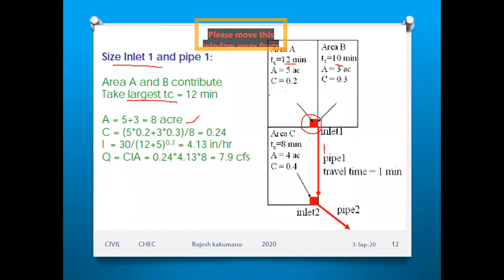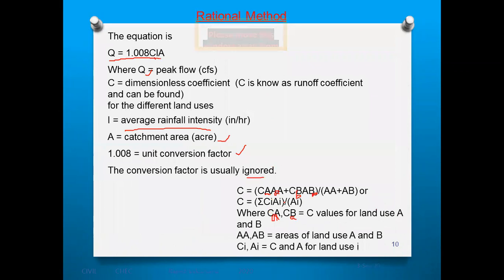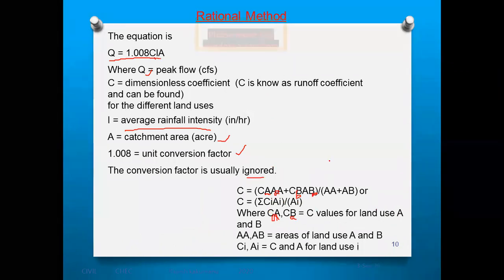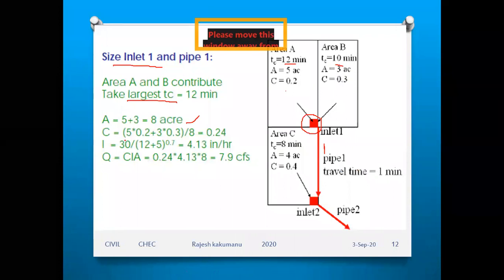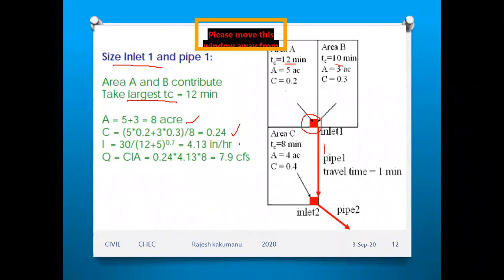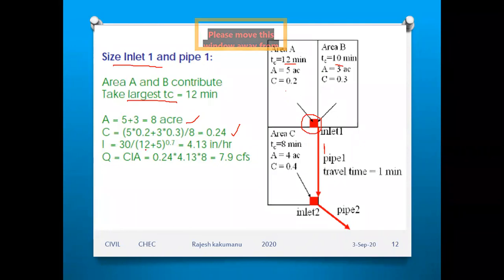Where did this formula come from? It is the formula we took earlier: area times coefficient, divided by the sum of the areas. So 5 into 0.2 plus 3 into 0.3 divided by 8 is equal to 0.24. C is done. Next we need I, for which we use the given formula. I is equal to 30 divided by (12 plus 5) to the power of 0.7, which is 4.13 inches per hour.